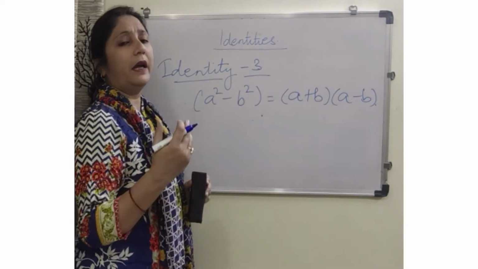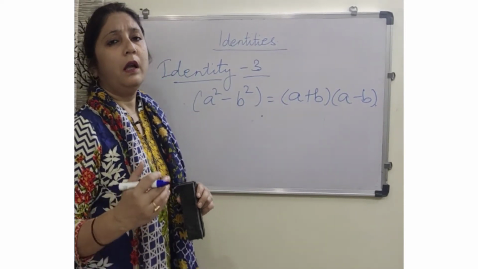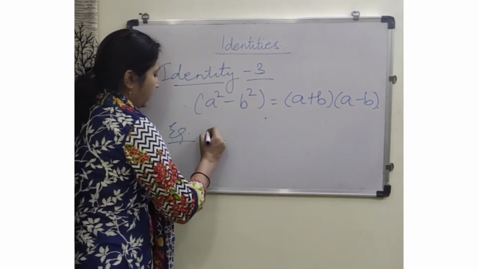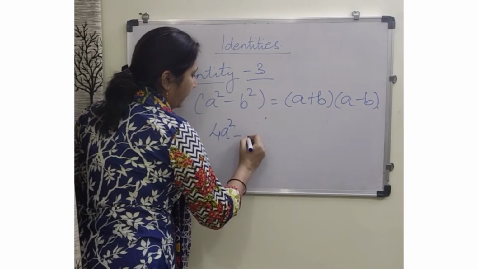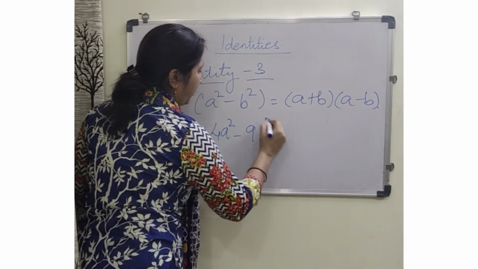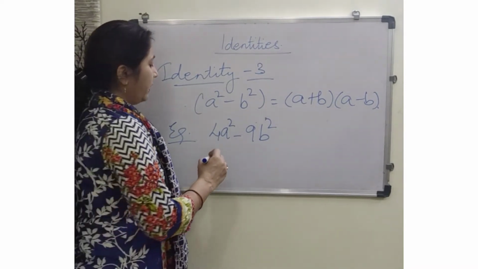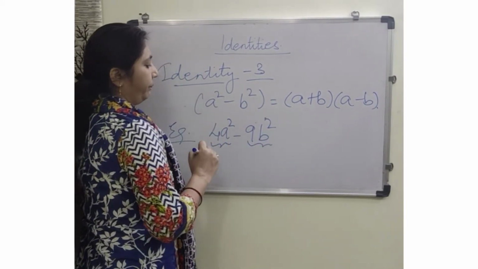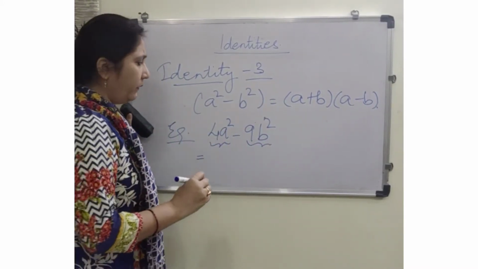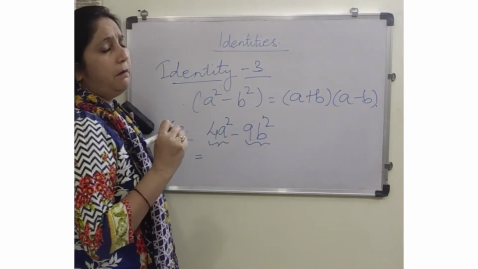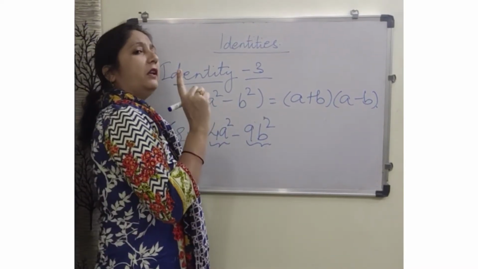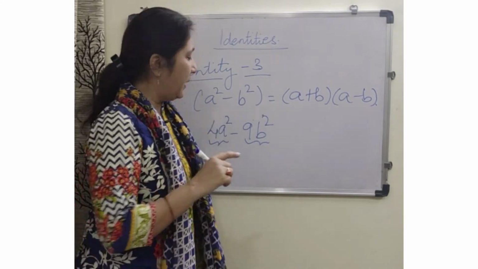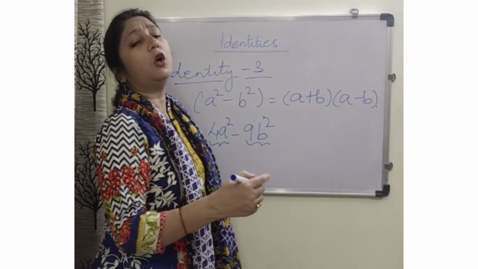This identity again you can use in various ways. Like the first example I am taking, to factorize this expression 4a square minus 9b square. Children, here you need to identify the two terms given to you. They must be whole squares and the minus sign should be in between them. In the previous identity, the square was on the bracket, so we read it as (a minus b) whole square. But here we have squares separately on a and b.